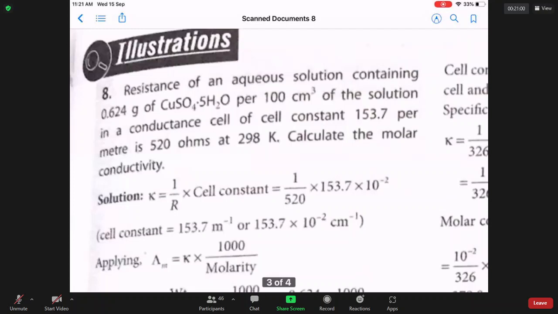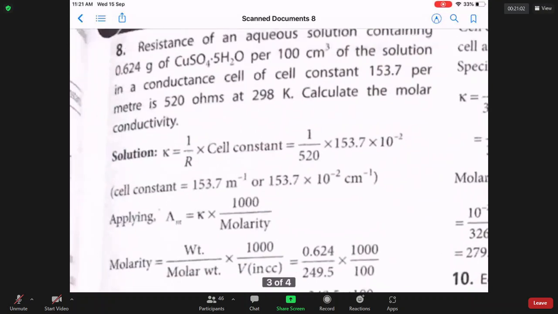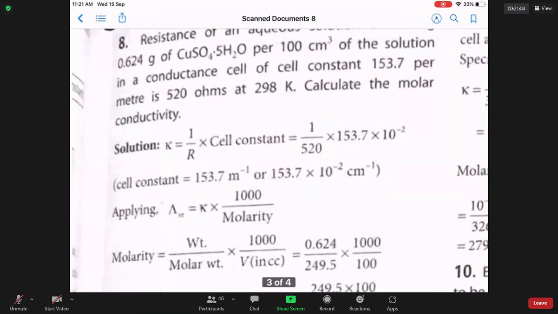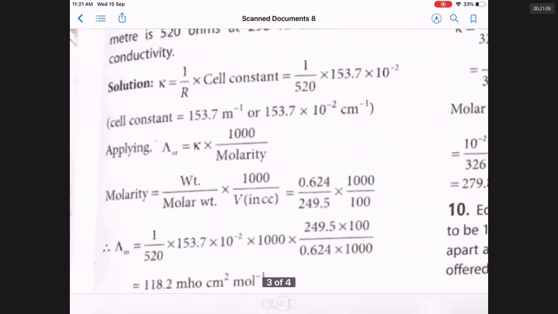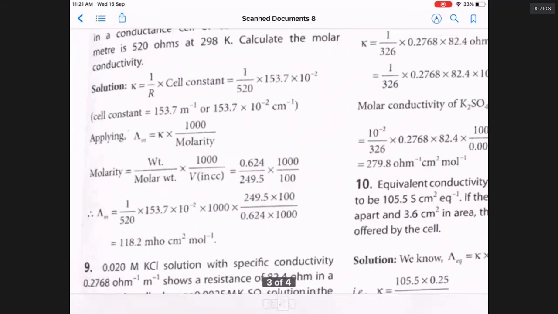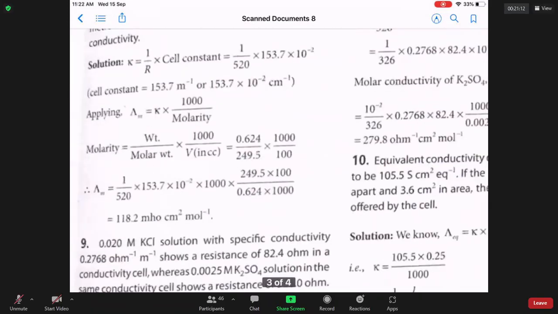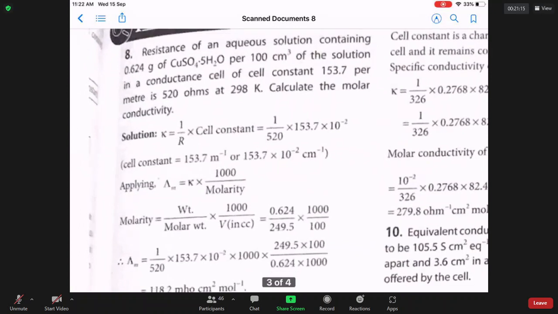Hello? Look at the solution, sir. Yes, I want you to look at the solution once, and if you get a doubt, you should ask me. Look at this problem number 8. All of you take your paper, pen, try to work it out right now.